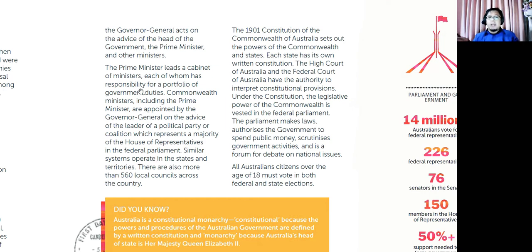Ini menarik ya. Jadi Perdana Menteri memimpin kabinet dari menteri-menteri. Masing-masing menteri tersebut memiliki kewajiban terhadap portofolio dari tugas-tugas pemerintah. Para menteri Commonwealth, termasuk Perdana Menteri, ditunjuk langsung oleh Gubernur-Jenderal atas saran dari political party, koalisi partai politik yang merepresentasi mayoritas dari House of Representatives di Parlemen Federal. Sistem yang sama juga beroperasi di tingkat wilayah dan juga teritorial. Ada sekitar 560 local councils yang tersebar di seluruh wilayah Australia.